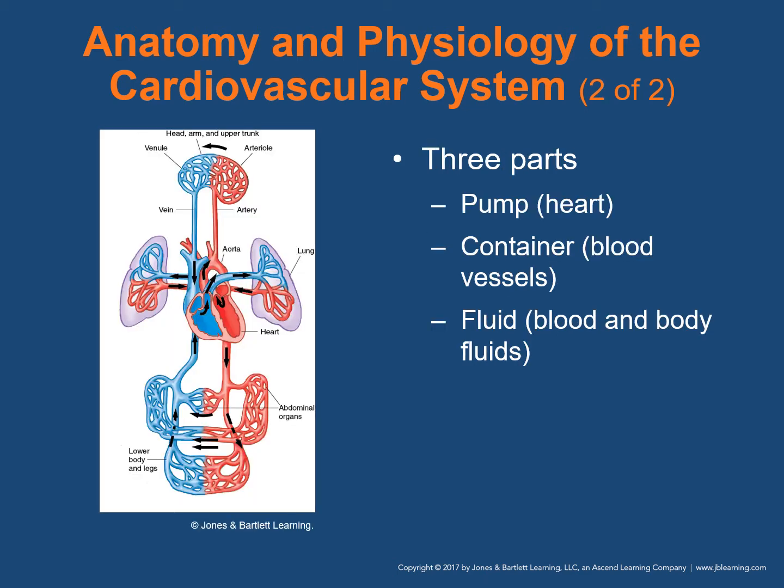This picture shows the different parts of the cardiovascular and circulatory system, recognizing the pump being the heart, the container or the pipes being the blood vessels, and the fluid being the blood and the body fluids. The blood, of course, has the red blood cells, the white blood cells, and the platelets floating around in the plasma. In the picture, anything that is blue is deoxygenated, anything that is red is oxygenated.